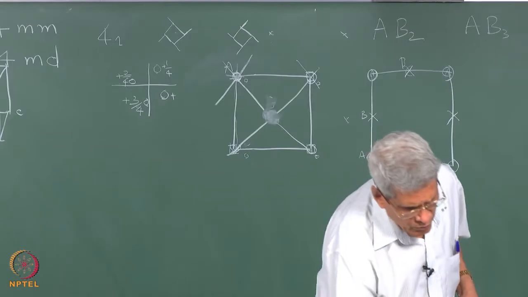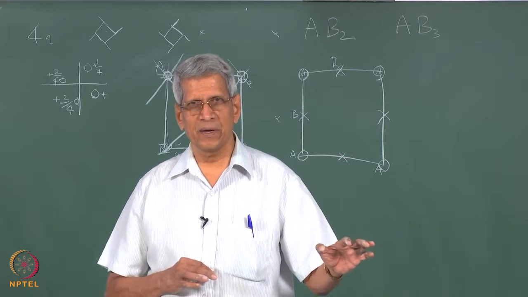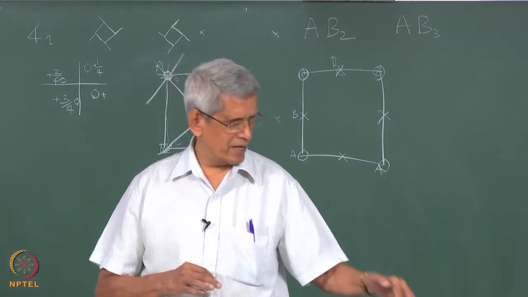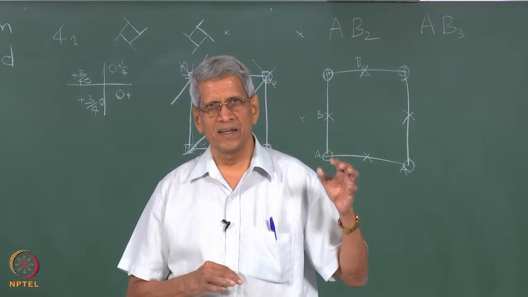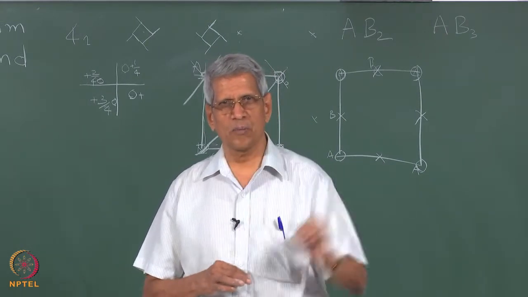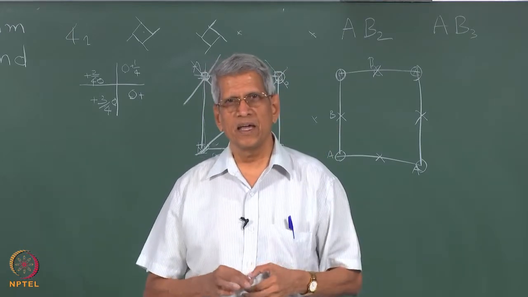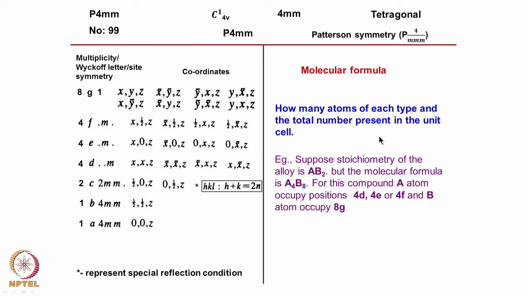Okay. So now you can make out what types of stoichiometric compounds can form with this sort of symmetry. That also we can find out. The power of this table is that, looking at it, we can talk about what sort of alloy, where if this is the stoichiometry which a material has got and this is the space group symmetry which it has got, then we can tell which positions atoms are going to occupy in the lattice. We can determine this looking at this table and construct the crystal structure. Is it clear? So now I have told you about the molecular formula also.